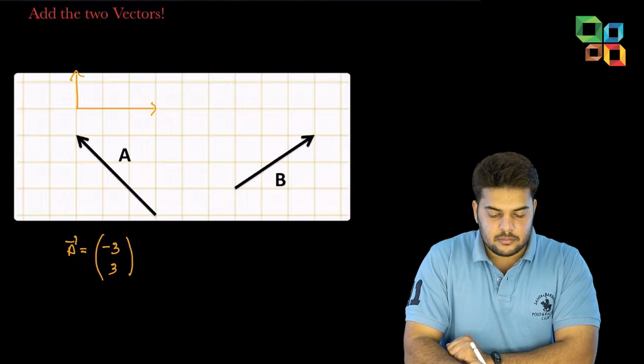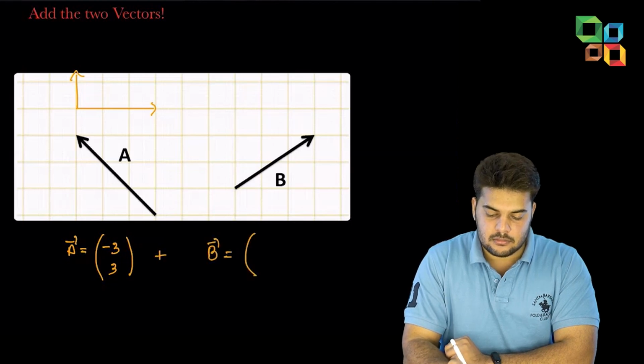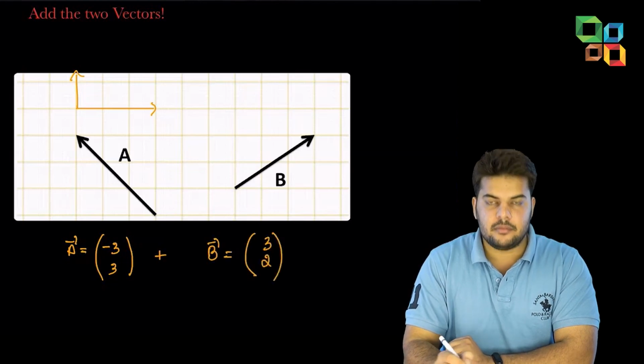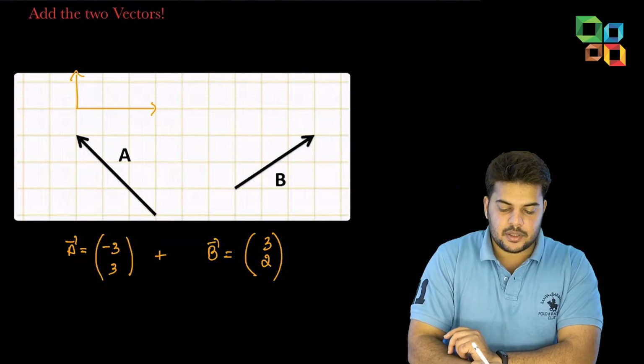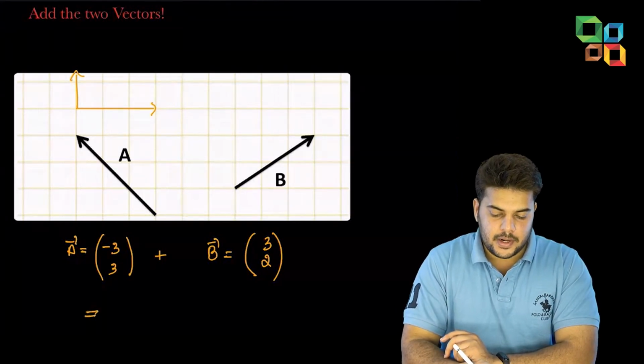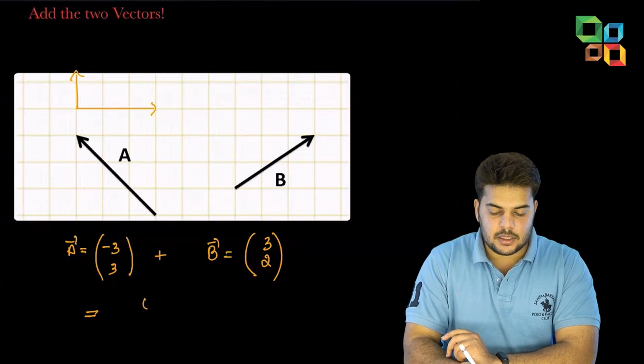And B vector, we have to add these two vectors. B vector is 3, 2. Agreed? So when you add these two vectors, A plus B, you'll find that negative 3 plus 3 is 0 and 3 plus 2 is 5.